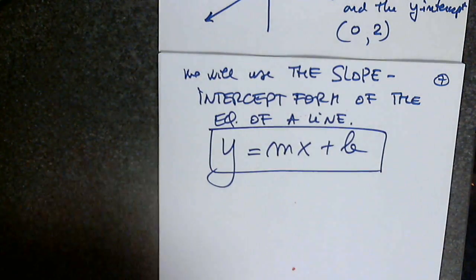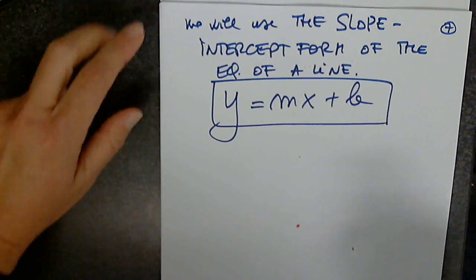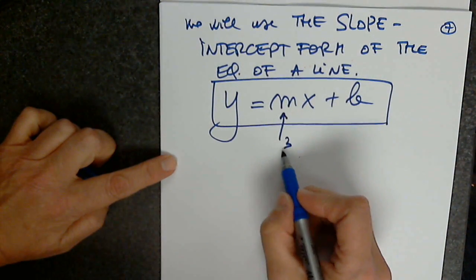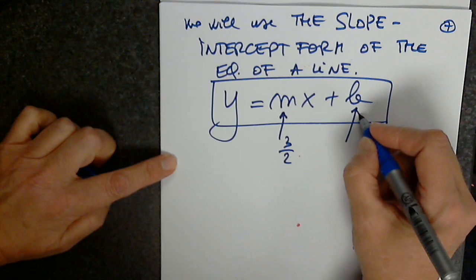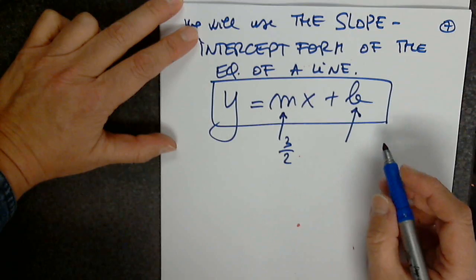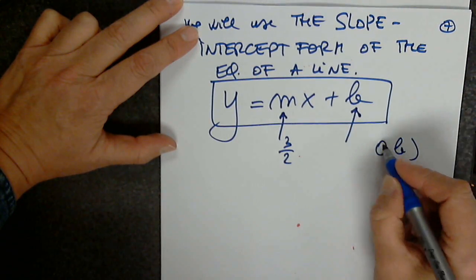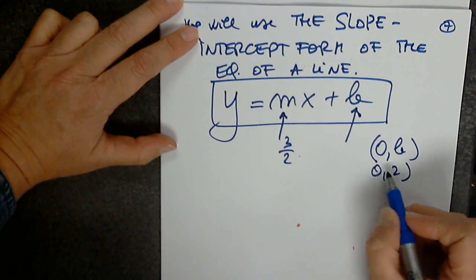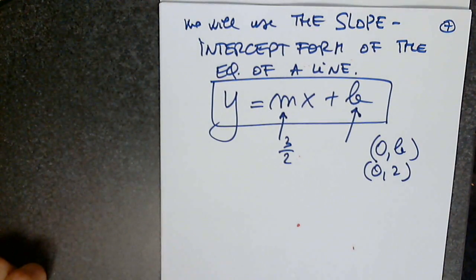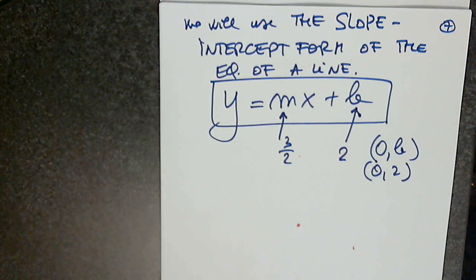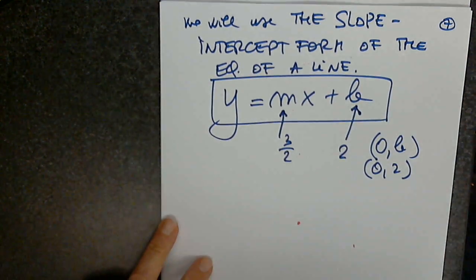Perfect. So now, can anyone tell us what is m? Good. Can anyone tell us what will b be? Yes, exactly. So b is not really b, it is 0, b. And since you gave me the y-intercept as 0, 2, then what is b? 2. Can anyone now give us the equation of this line with a slope of 3/2 and the y-intercept 0, 2?